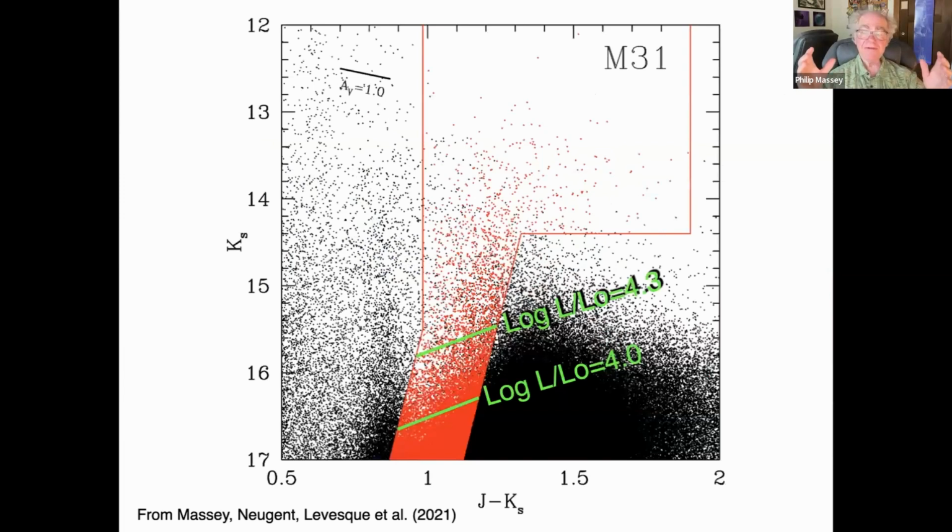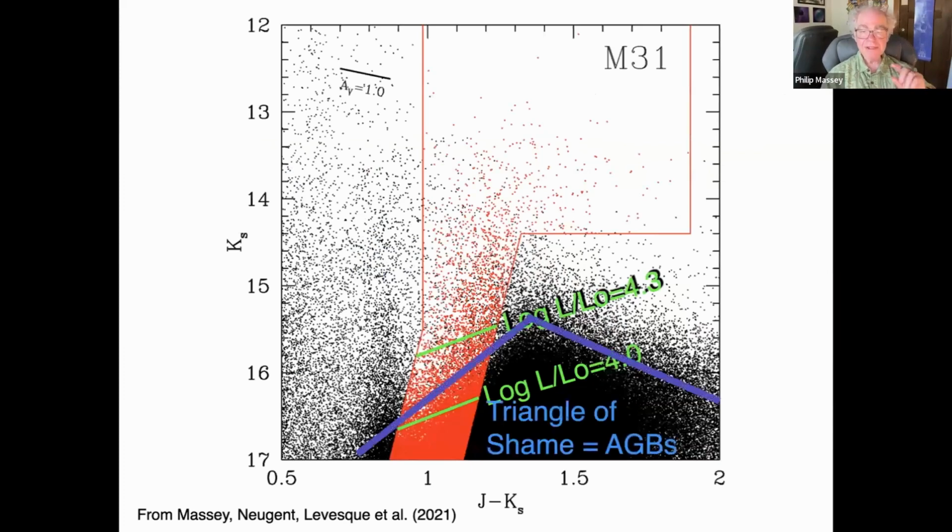Here is a color magnitude diagram of M31 in which we've identified the region of red supergiants. And I've indicated the lines of constant bolometric luminosity, 4.3 and 4.0. And again, red supergiants should extend all the way down to 3.8. But this region here is what Catherine and I came to call the triangle of shame. These are asymptotic giant branch stars. And you can see that they totally swamp the red supergiants by the time you get down to a luminosity a little bit below 4.3.